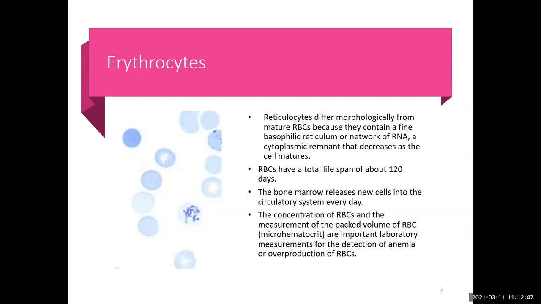The concentration of red blood cells and the measurement of packed volume red blood cells, which is also known as a microhematocrit or hematocrit, are important in laboratory measurements for the detection of anemia or the overproduction of red blood cells. So there are certain disease states where you can produce too many red cells, which can cause issues as well.